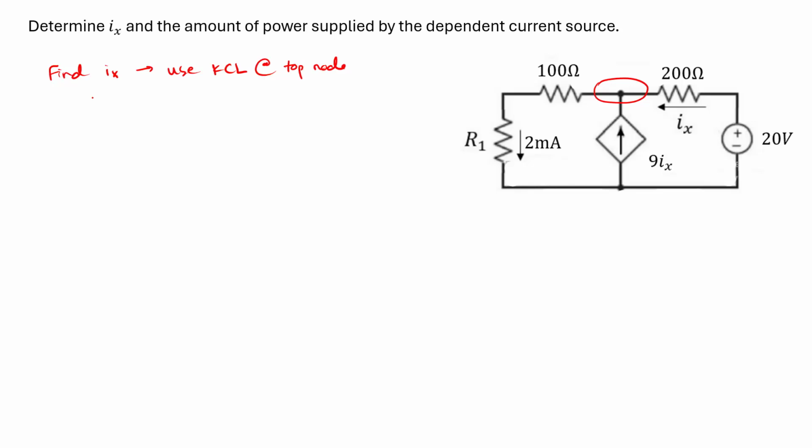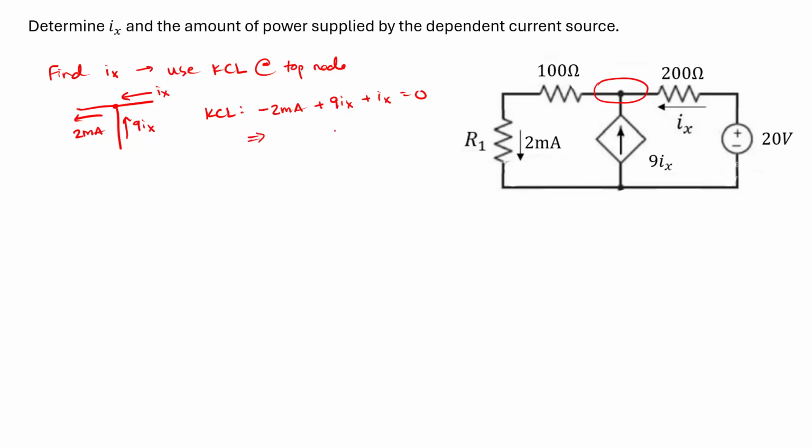You can see that we have 9Ix entering from the bottom. We have Ix entering from the right. And we have 2 milliamps exiting toward the left. So if we apply Kirchhoff's current law, we can say that minus 2 milliamps plus 9Ix plus Ix must be 0.